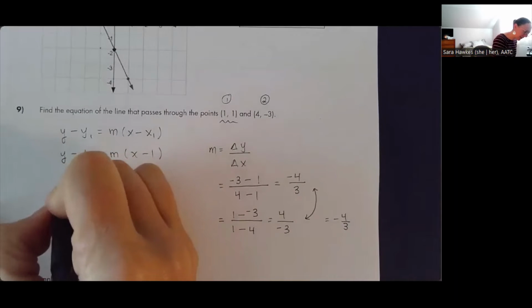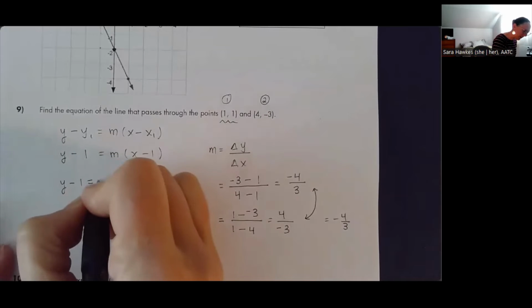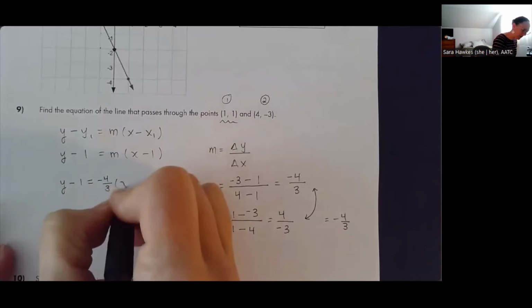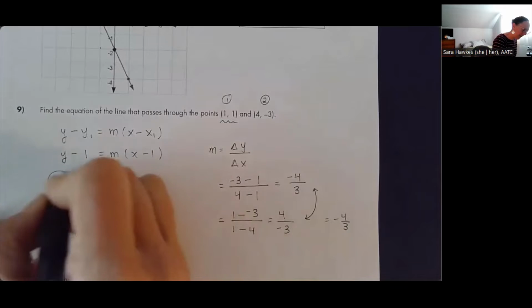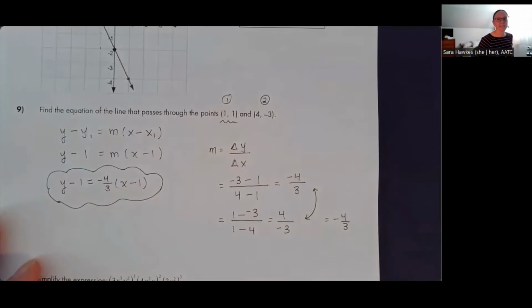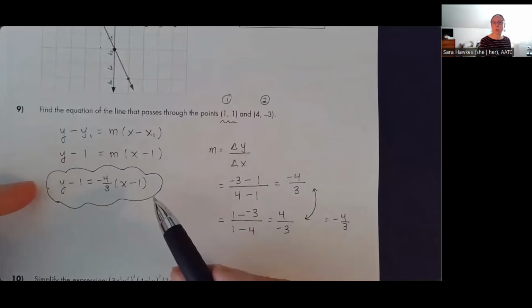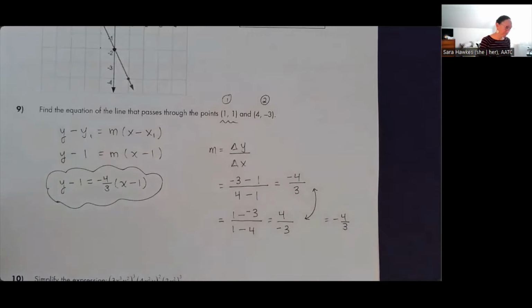So my final answer here could look like y minus 1 is equal to -4/3 times x minus 1. And that is how I would leave the answer. It's totally fine if you want to do this in y equals mx plus b form, but we don't have to. And this is the version that we use more often in calculus.